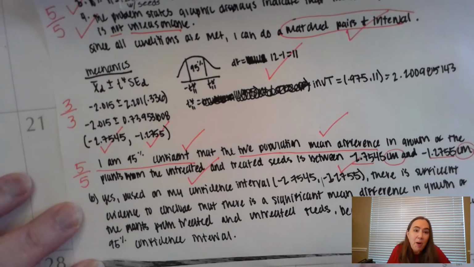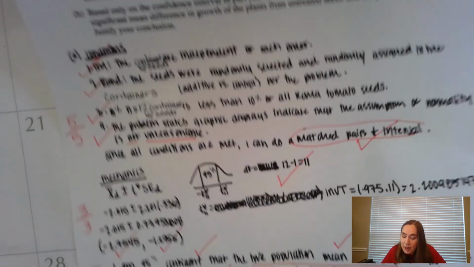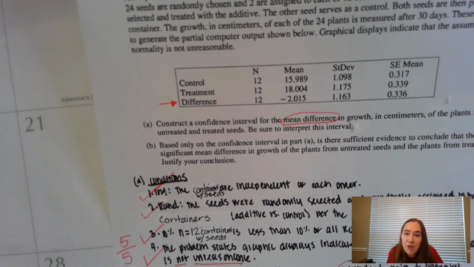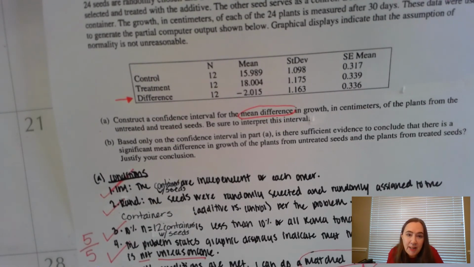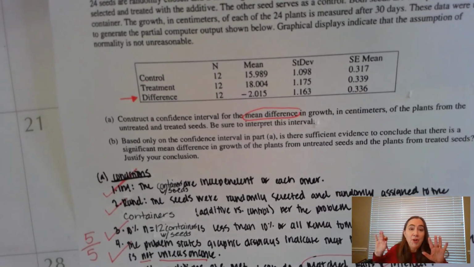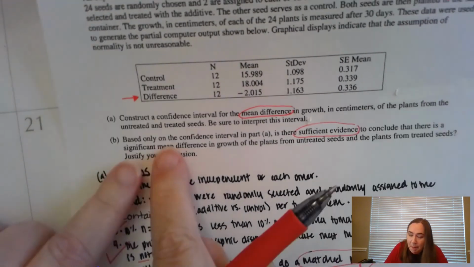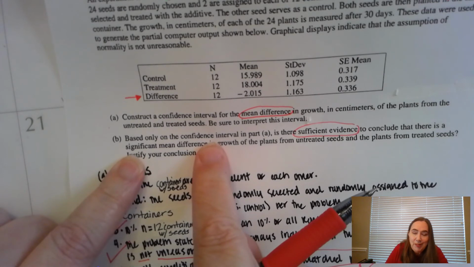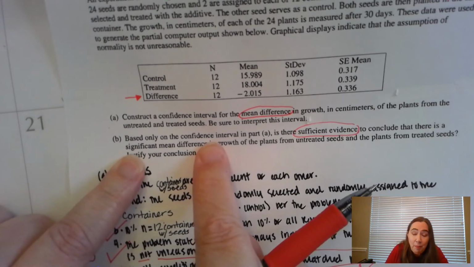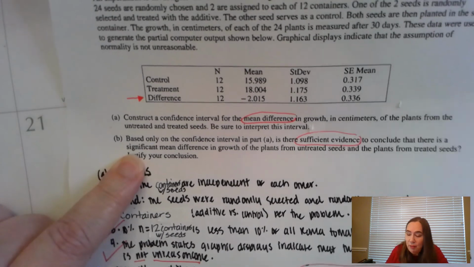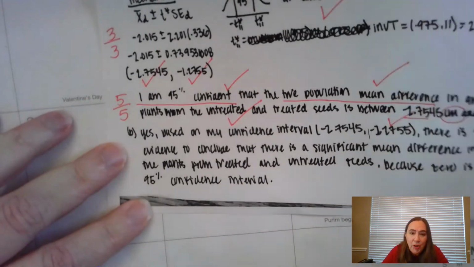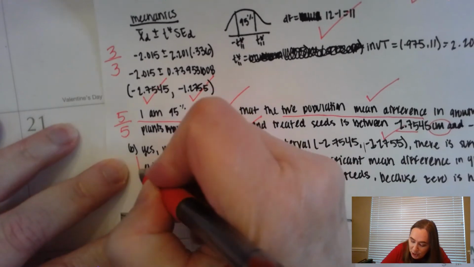So that is part A. Part B says, based only on your confidence interval, is there sufficient evidence to conclude that there is a significant mean difference in growth of the plants from untreated seeds and the plants from treated seeds? Justify your conclusion. You're not supposed to do a test here. Even though it talks about sufficient evidence, which makes you think test, test, test, it says based on the confidence interval, so you don't have to do any more work. You look at the interval and remember what the magic number is. So your answer for B has to be yes, an affirmative.